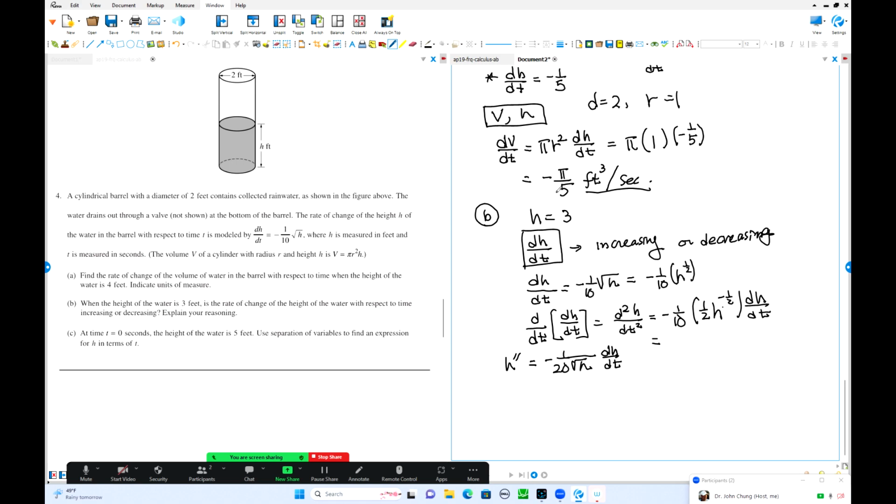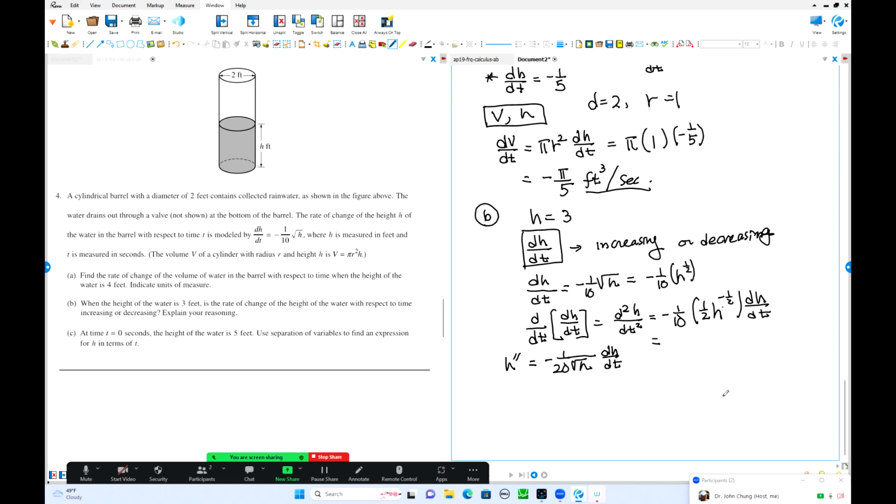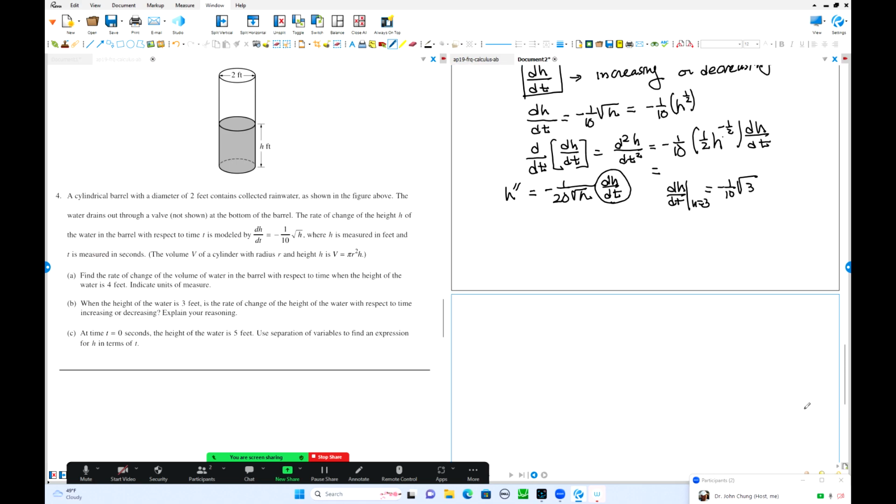Where is dh/dt over here? dh/dt is negative 1 over 10 square root of h, we did that already. I'm going to find dh/dt first, but this time h is 3, not 4. dh/dt when h equals 3 is negative 1 over 10 times square root of 3. Now put this number in there.